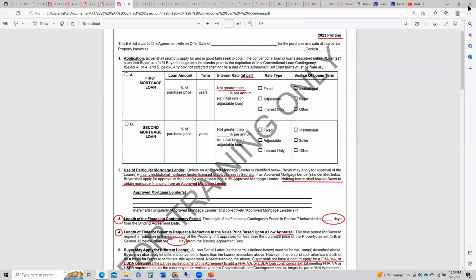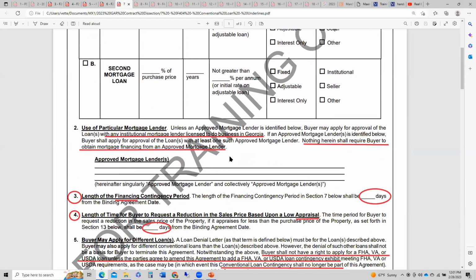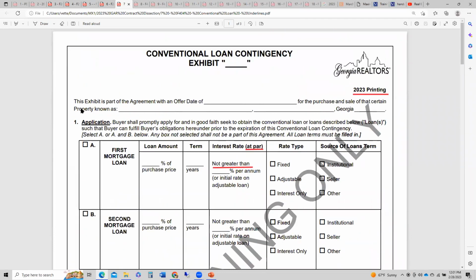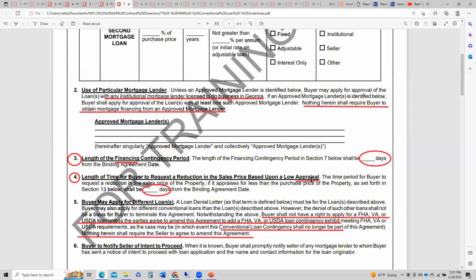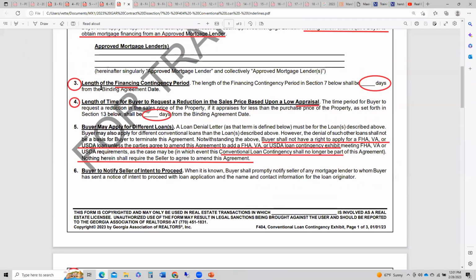Okay, let me make this a little bit bigger for you. Conventional loan contingency exhibit. This is where you fill in all the information. For you agents that have been practicing for a while, something brand new for 2023. In all of the financing contingency exhibits, GAR separated out the time frames from the explanation of what the contingency is. In the conventional, the time frame for the financing contingency period is now paragraph 3. And the time frame, if the property appraises less than sale price, to negotiate through that is paragraph 4. So it still has financing contingency that explains everything, but the time frame is now teased out into its own separate paragraph.